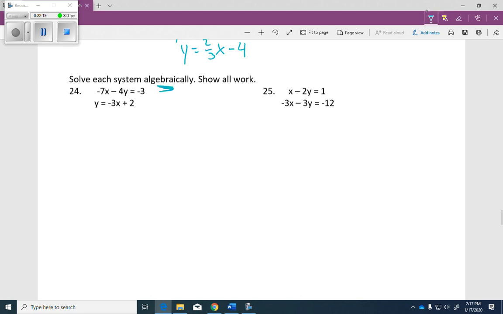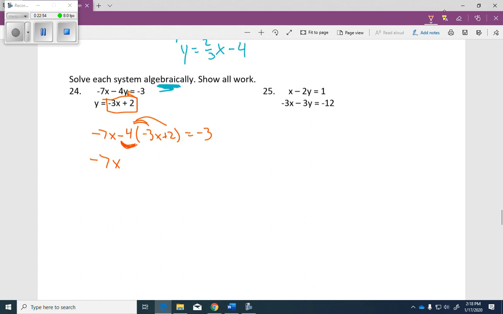Solve it algebraically. Algebraically either means by substitution or elimination. This is set up for substitution because I could put a box down here and plug it in place of y. So I'll rewrite the first equation with my substitute plugged in. -7x minus 4, and in parentheses I put my substitute, equals -3. And now we solve. Please be careful, this is a -4 that's getting distributed.